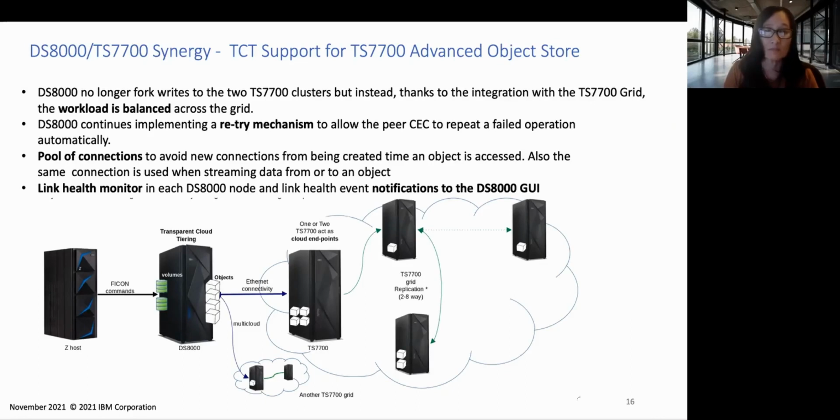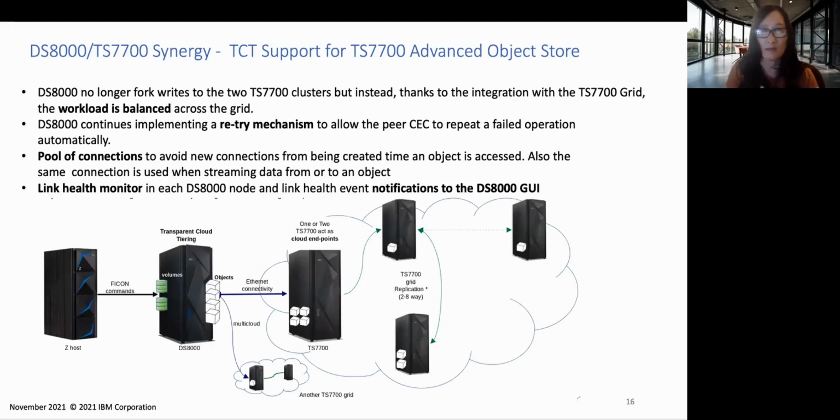So some of the changes that DS8000 had to make to support the new Advanced Object Store is that we no longer need that forking. We no longer need DS8000 pushing data out to two 7700s as a synchronous write. Instead, they are still going to be targeting one or two 7700s, but they will now be load balancing between those two. So we have greater throughput now that we can use two 7700s as an avenue into your grid.